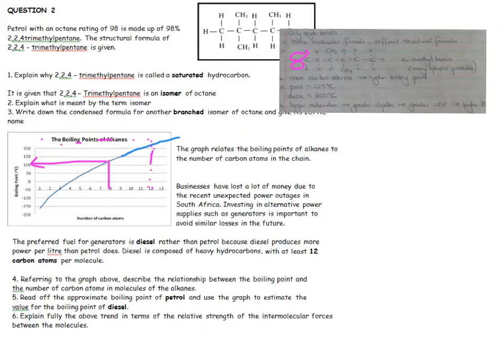And then if I am reading off the number for diesel, I'm going to go up there and go across, and I get to approximately 200. Explain fully the above trend in terms of the relative strength of the intermolecular forces between the molecules. Diesel is a larger molecule than petrol. Therefore, even though they're nonpolar overall, there are greater instantaneous dipoles created, or greater electron wobble, and therefore you get greater intermolecular forces and therefore higher boiling points.